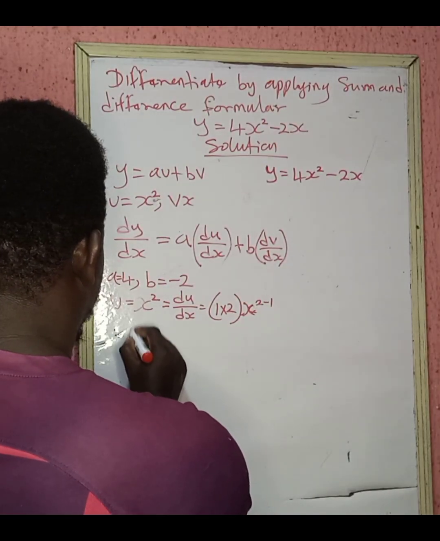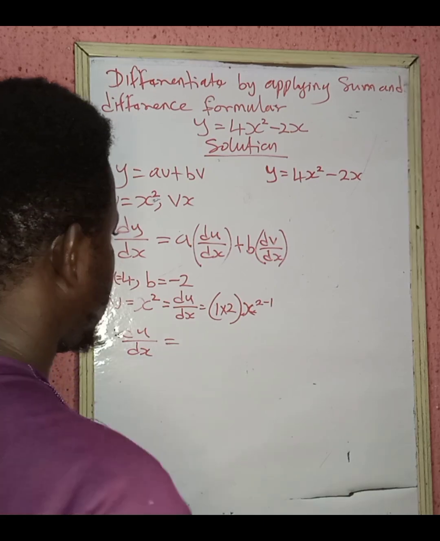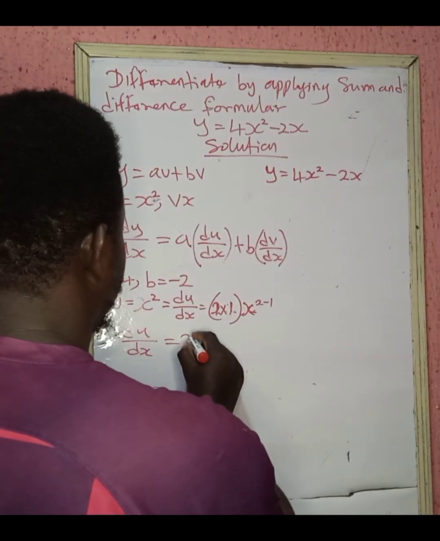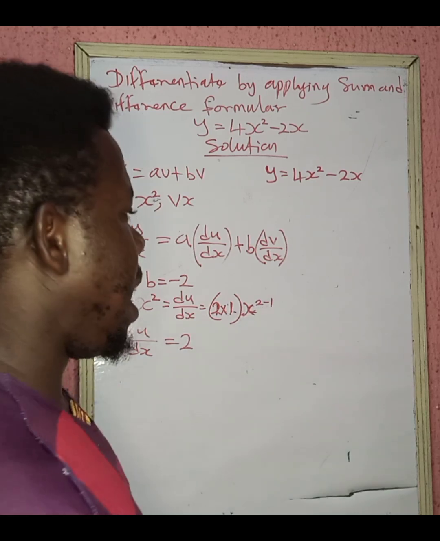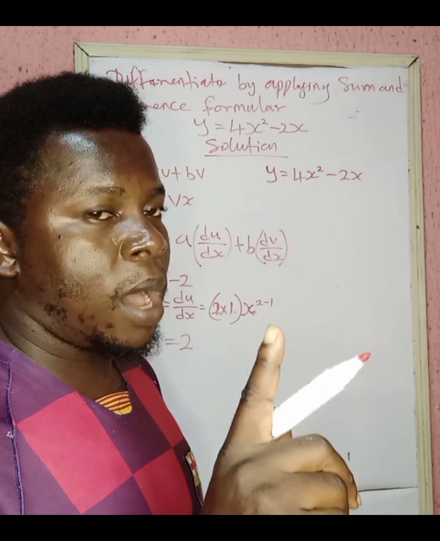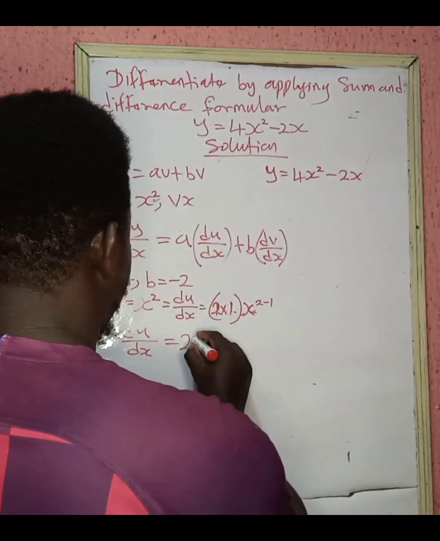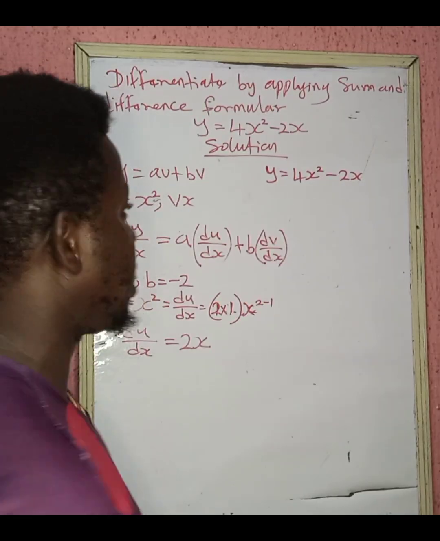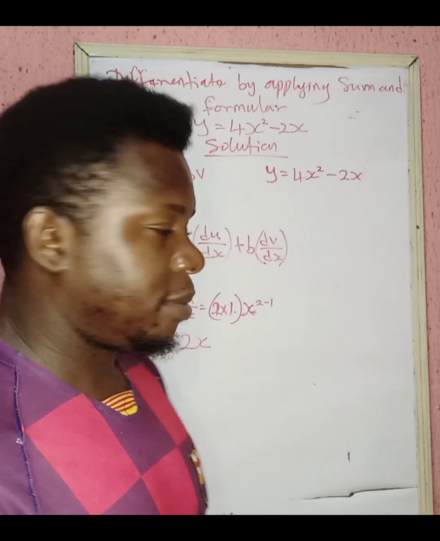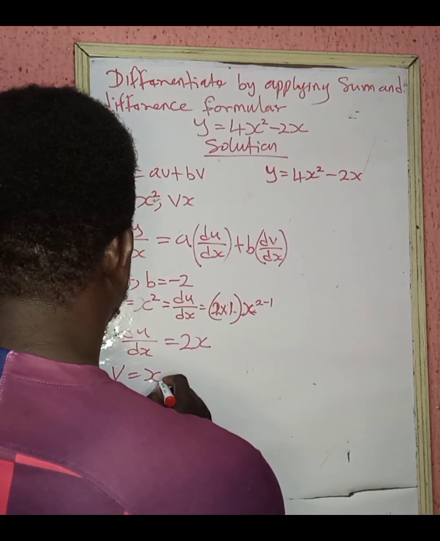So du over dx will be equal to 2 times 1, which gives us 2, x raised to the power 2 minus 1. 2 minus 1 now is 1. Instead of writing x raised to the power 1, it's just x. That means we'll have 2x. Our du over dx is 2x.